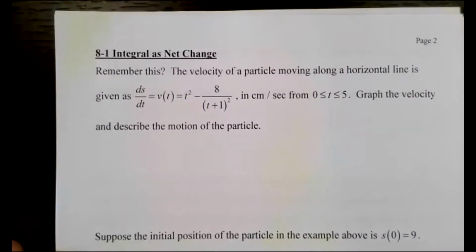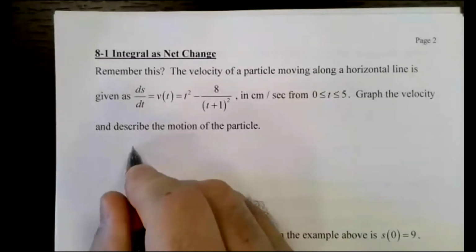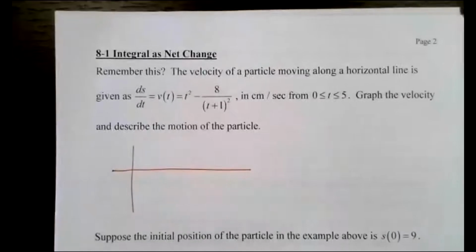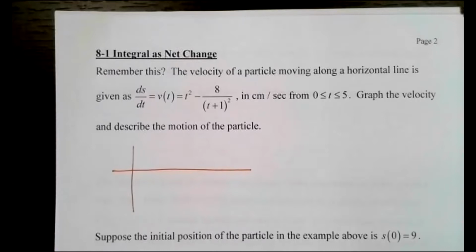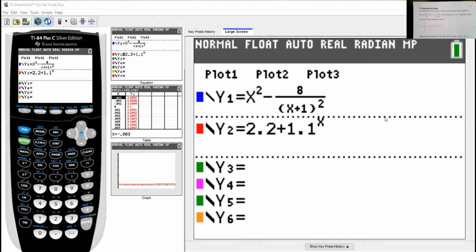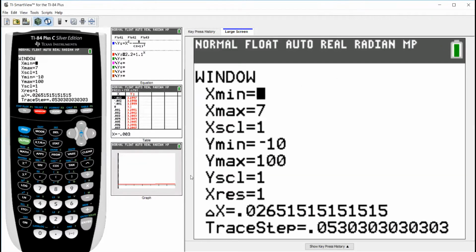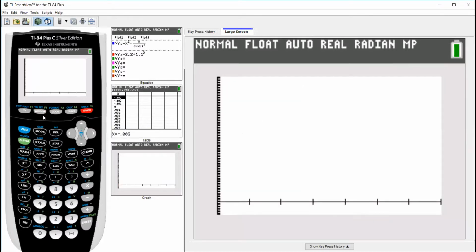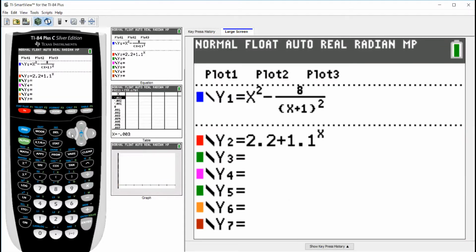Integral is net change, right? Remember the velocity thing where we take the derivative and we get acceleration, take the integral, we get position, right? Graph the velocity and describe the motion of the particle. All right, well, I'm gonna use some of the functions here and get this out of the way. I've graphed y1, and I believe I've adjusted the window because I know what's coming. So I'm just gonna hit the graph and nothing's going to happen because I haven't turned on y1.